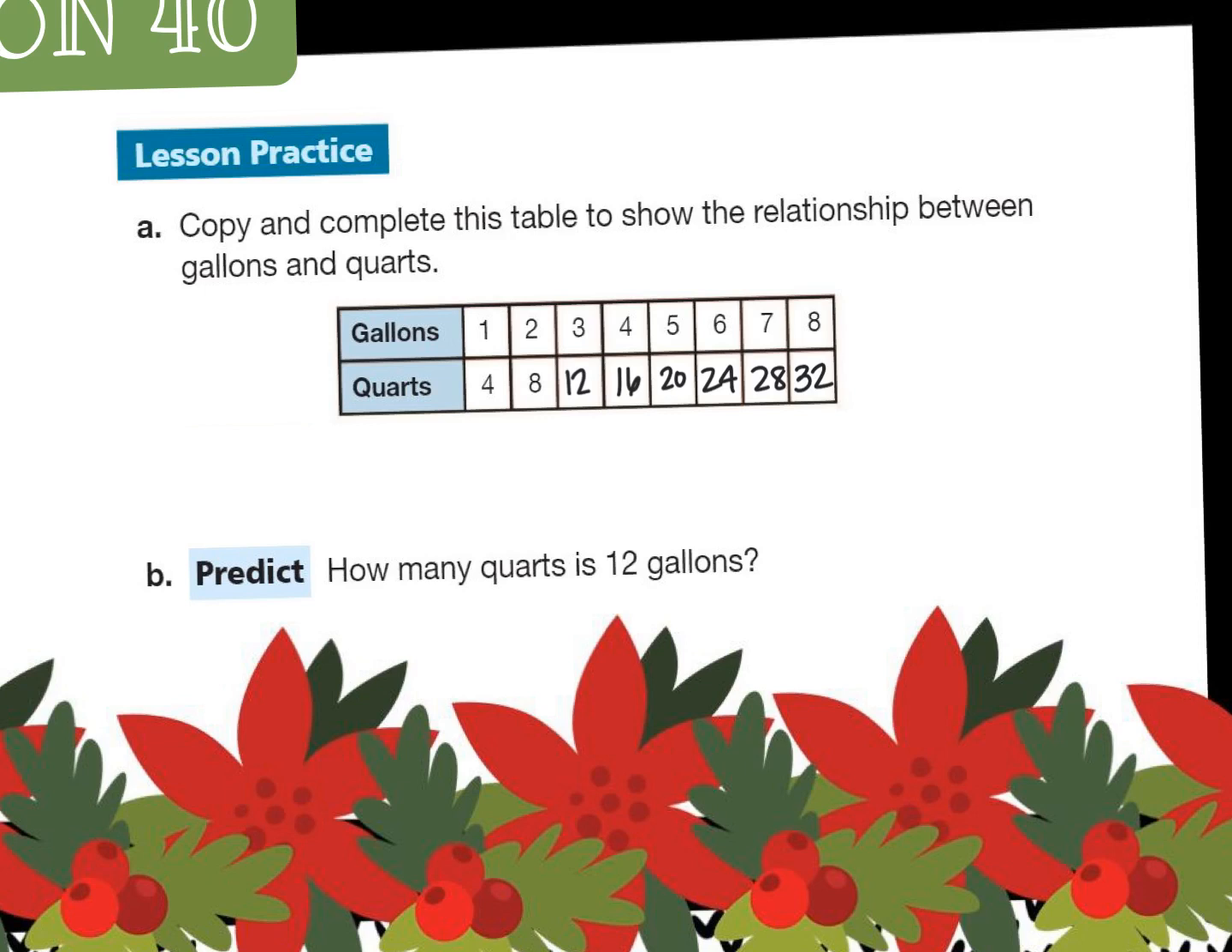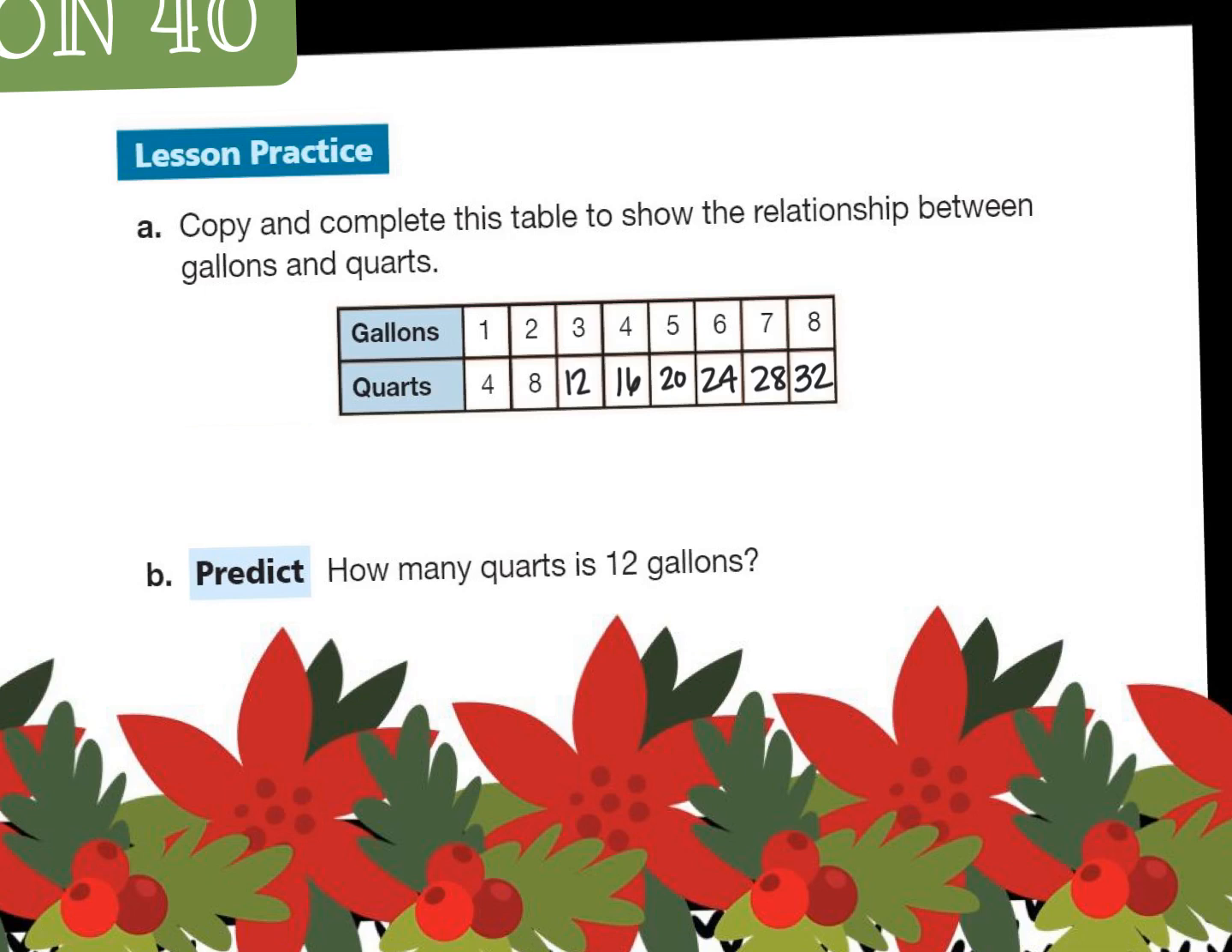What do we know about quarts and gallons? We're not adding 4. Counting by 4s. But what do we know about quarts and gallons? You're getting 4 more quarts for every gallon. Very good.